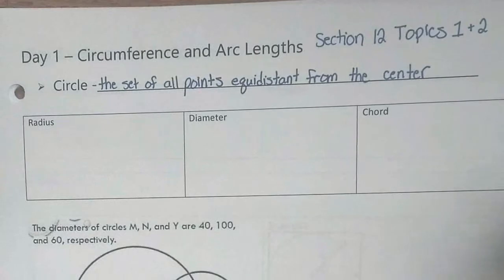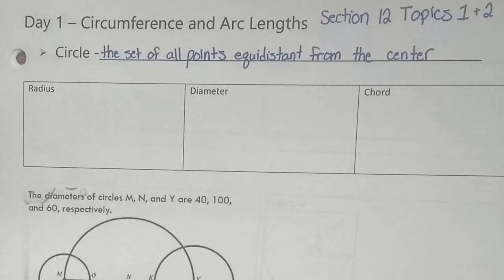So we're going to talk about circles, which are the set of all points equidistant from a fixed point called the center of a circle. So that just means every point around the circle on the line that you draw, that's the circle, is the exact same distance from the center.